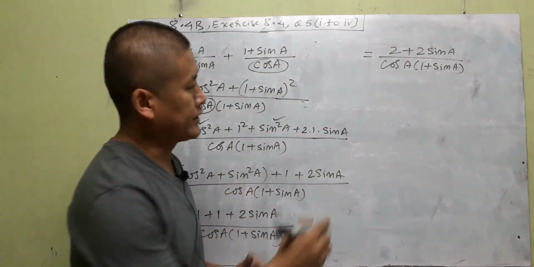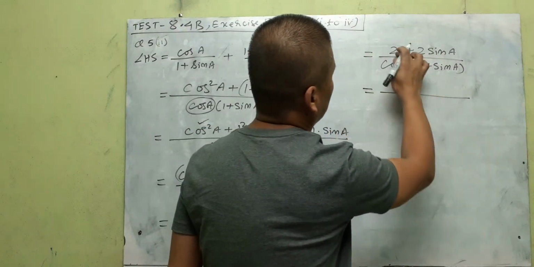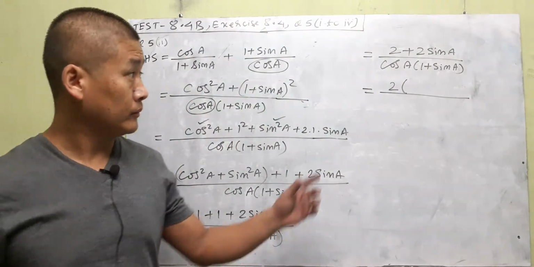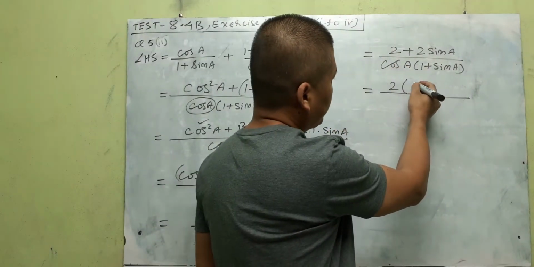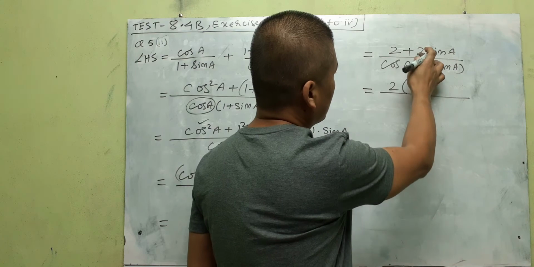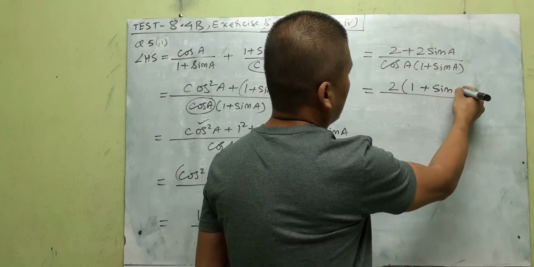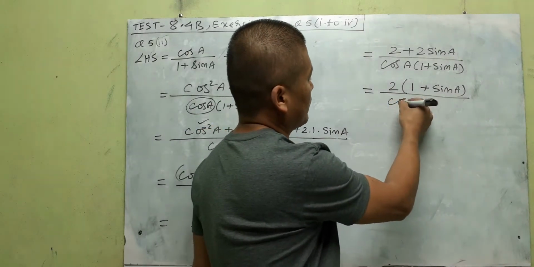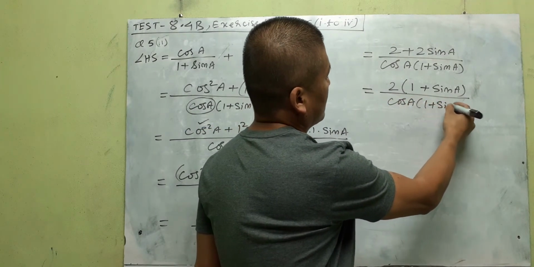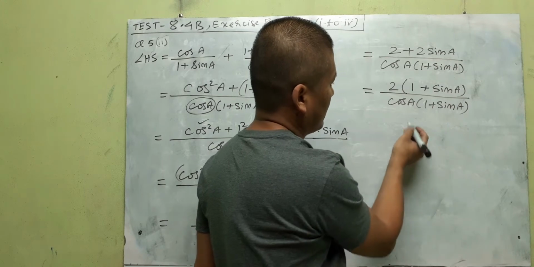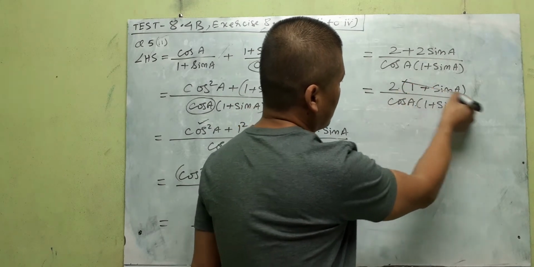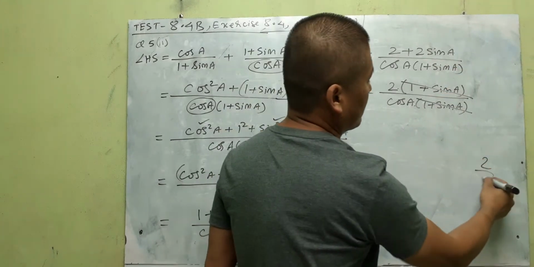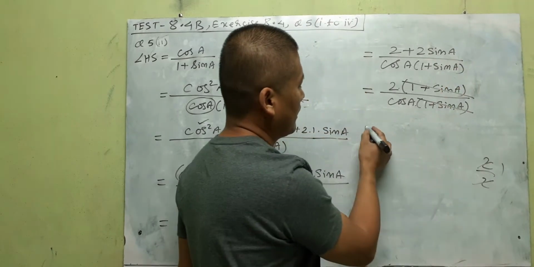Now here in the numerator, the common factor in both of these two terms is 2, so let us take it out of the bracket. 2 ones are 2 plus 2 is outside, so inside will be 1 plus sine A, right? Down here, don't touch anything, just keep it same, cos A into 1 plus sine A. So these two factors will cancel and become 1, right? Same thing by same thing is 1, we don't need to write.